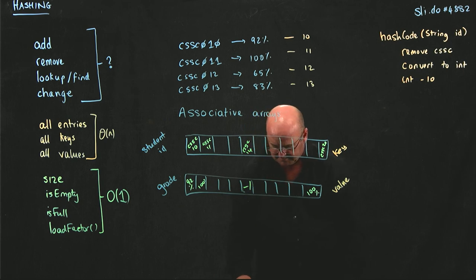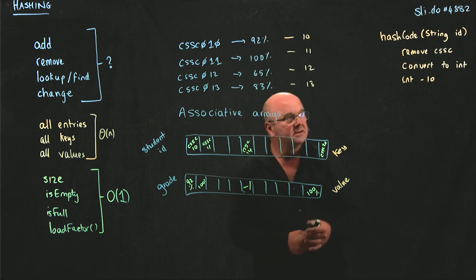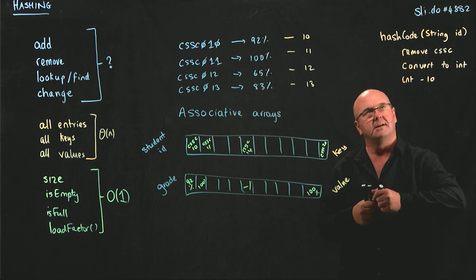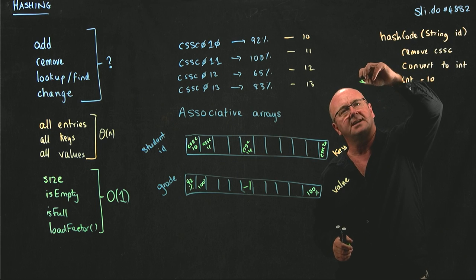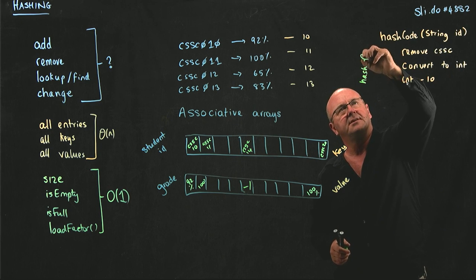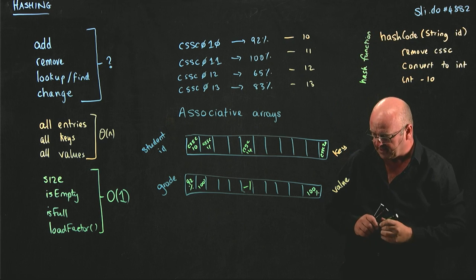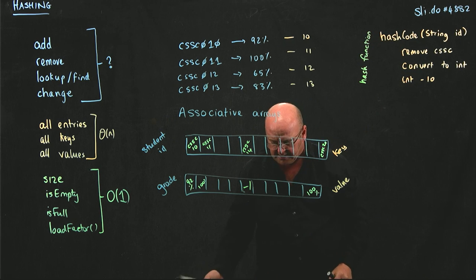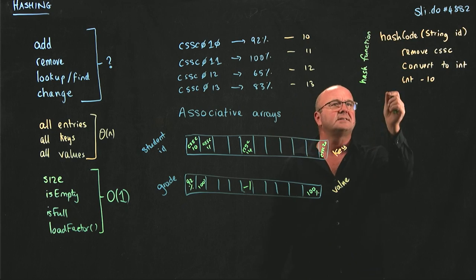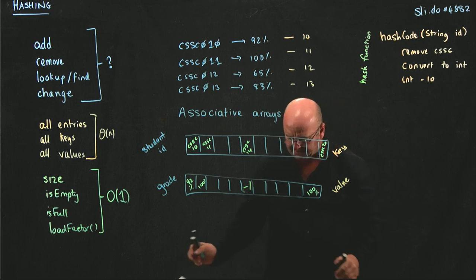Okay. So this function up here that's called hashCode, this is a hash function. And there are many different ways that we can write these hash functions.